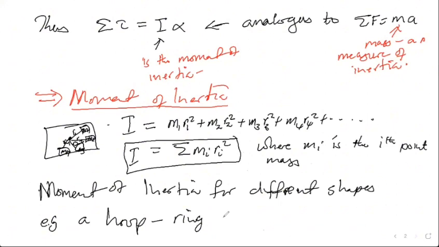A hoop, we have a solid disk, we have a cylinder, etc. A different number of types of shapes that we shall encounter. And whenever we have a question that involves a particular type of object, the formula for the moment of inertia will be given.